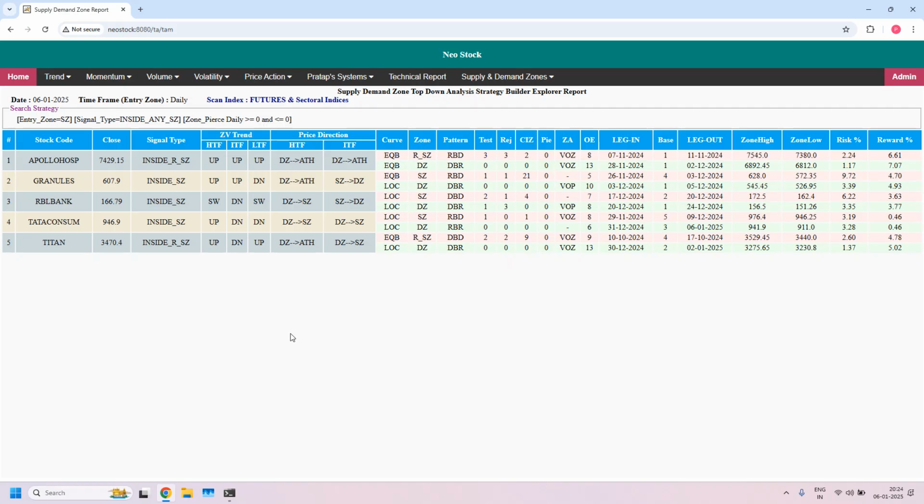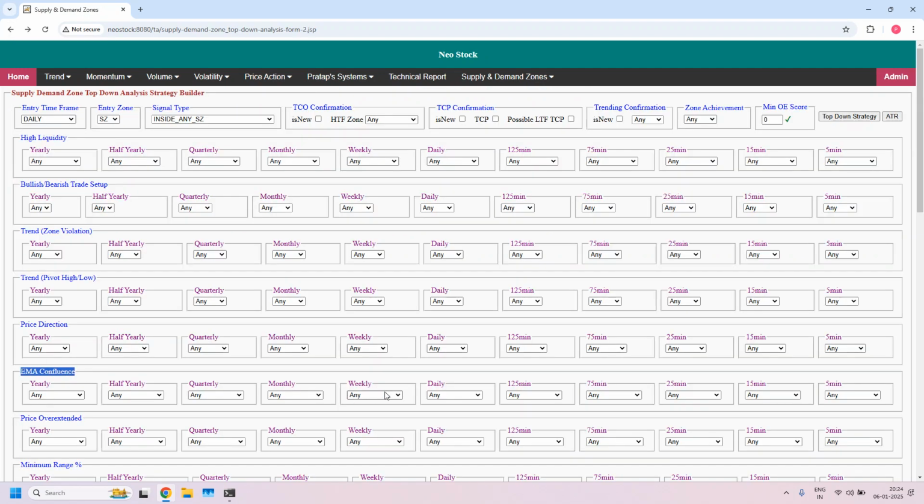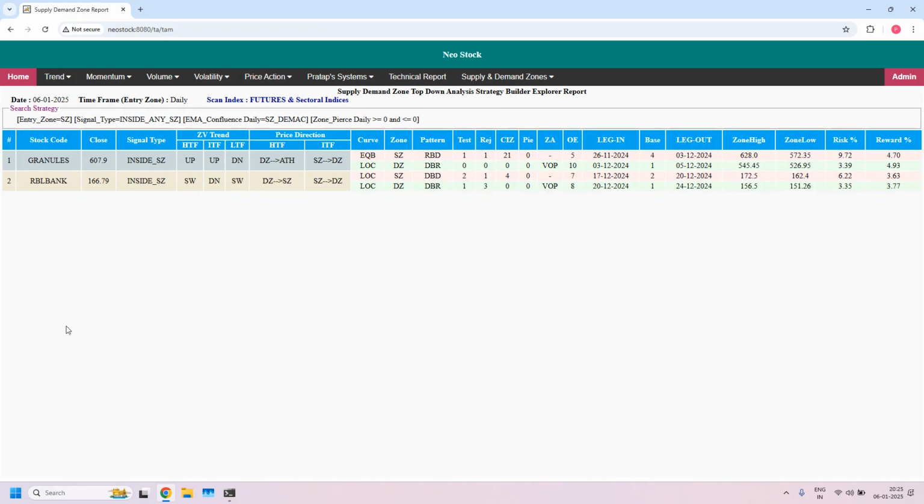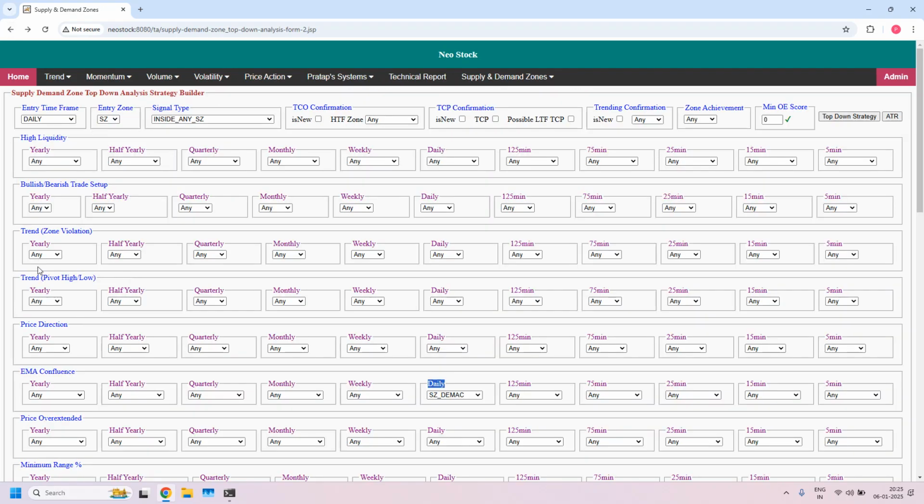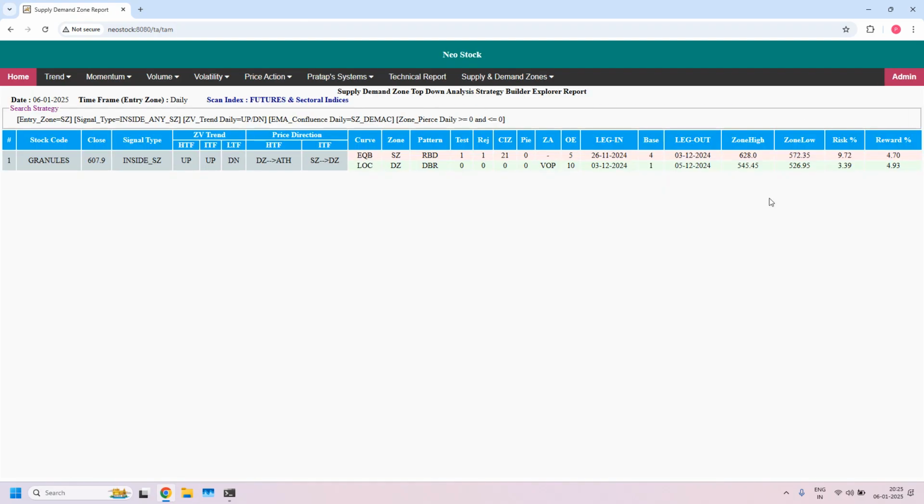Now let us identify how many of these supply zones are having EMA Confluence. In the EMA Confluence daily time frame, daily supply zone having daily EMA Confluence, 2 stocks are filtered. These 2 daily supply zones are having daily EMA Confluence. But sideways is there, you have to eliminate. That's why I always add the filter, but I forgot. Zone violation trend on daily time frame should not be sideways. It can be up or down. Only 1 stock is filtered.